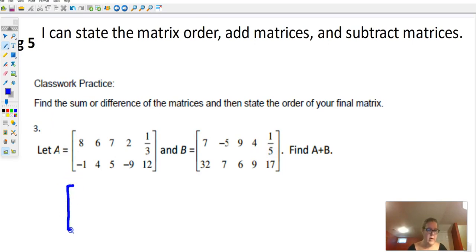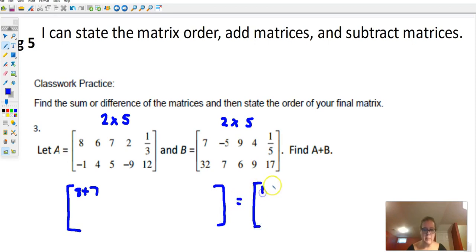So we are allowed to add these together because this is a 2 by 5 matrix, 2 rows, 5 columns. Matrix B is a 2 by 5 matrix, so that allows you to add them together. So we're going to do our 8 plus our 7, and we're going to get 8 plus 7 is 15. If you don't know that, pop it in the calculator. 6 plus -5 is 1. 7 plus 9 is 16. 2 plus 4 is 6. And then now we have my 1/3 plus my 1/5.